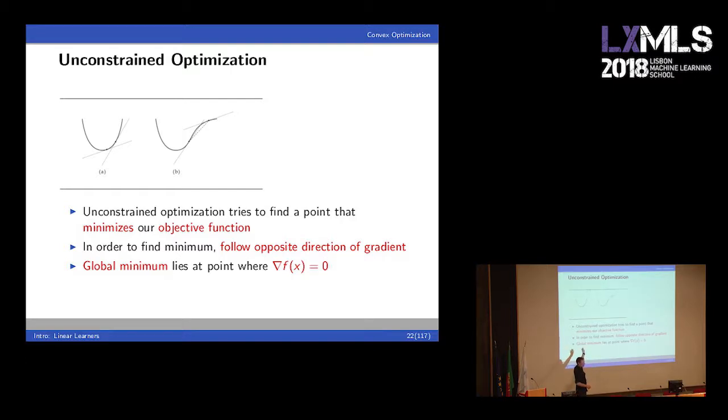What we have to do is compute the gradient, the vector of partial derivatives, and do a stepwise gradient descent procedure where we follow the negative direction of the gradient until we find the point where the gradient of our function is 0. And for convex functions, we know this is the global minimum. It's not a saddle point, it's not a local minimum, this is it.